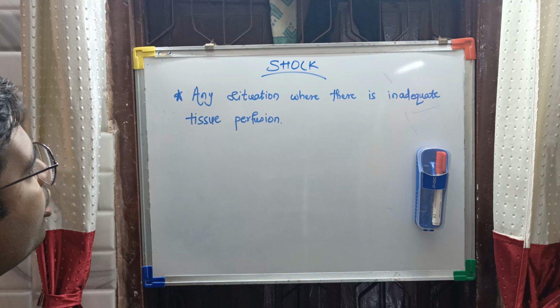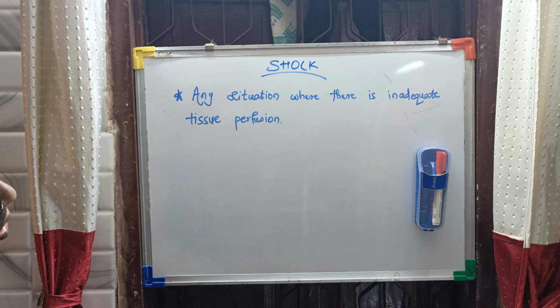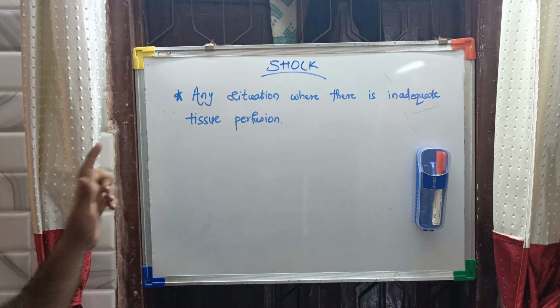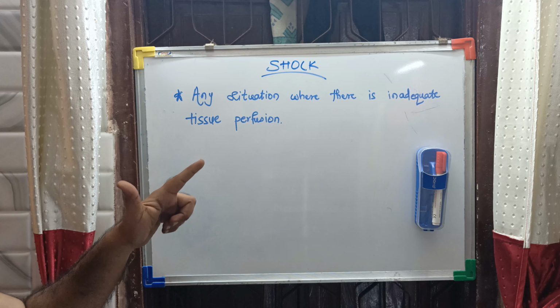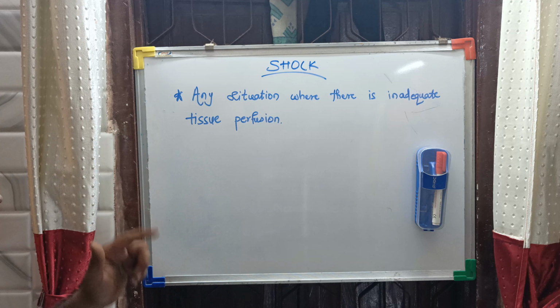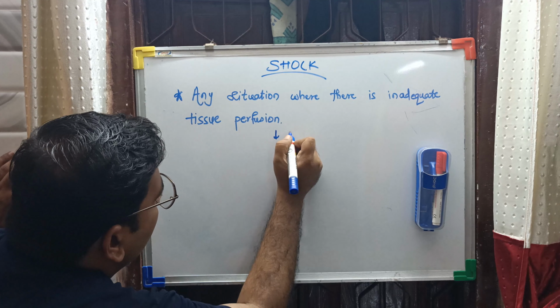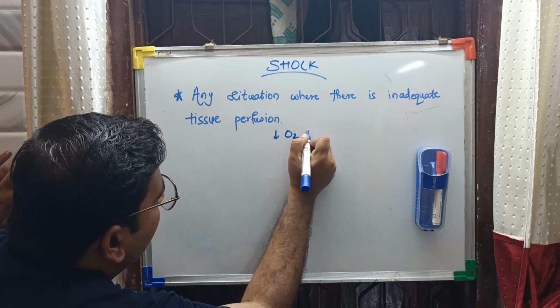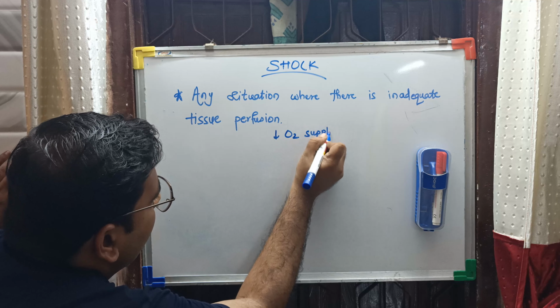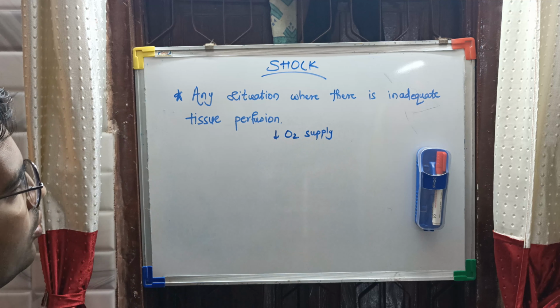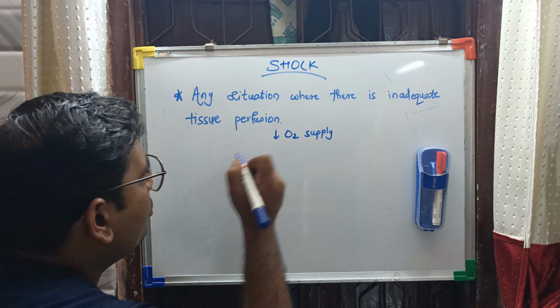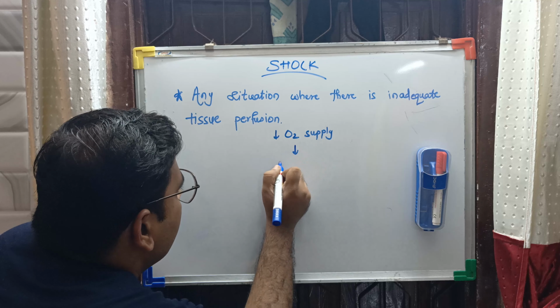Hi friends, today our topic is shock. So what is shock? Shock is any situation where there is an inadequate perfusion to the tissues. Inadequate perfusion means the blood supply to the tissues leads to decreased O2 supply in the tissues. So further it leads to ischemia.